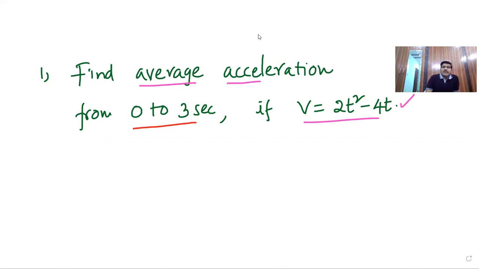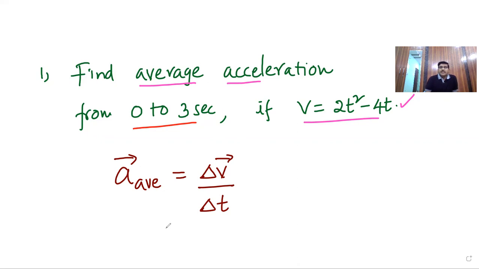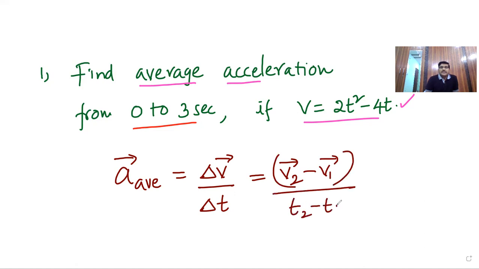Now, we are interested in the average acceleration. So, what is the formula for acceleration? Average acceleration is delta V bar, change in velocity, by delta T, change in time. Numerator is change in velocity, denominator is change in time. That means V2 bar minus V1 bar by T2 minus T1. This was the simplified expression.